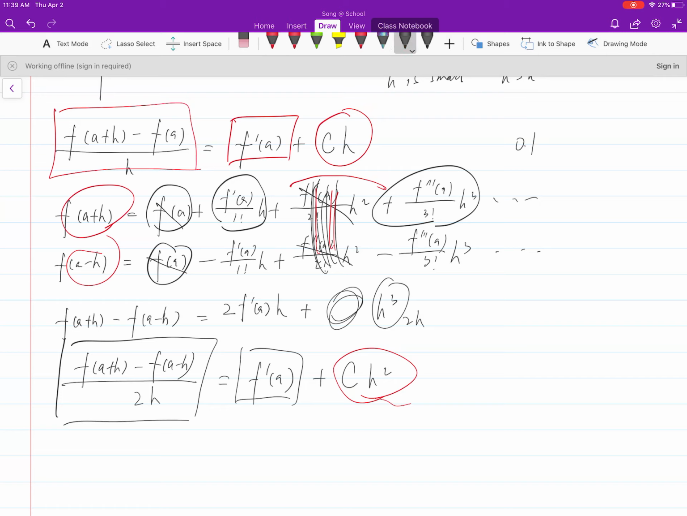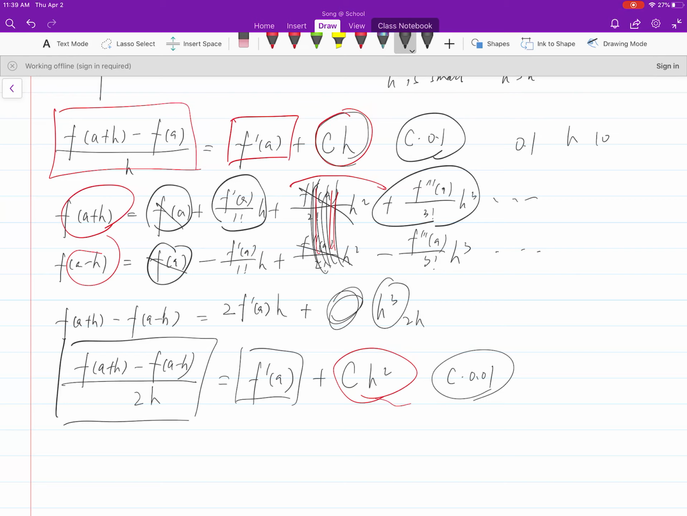That means if you take h to be 0.1, the error of this one will be a constant times 0.1, but the error of this one is going to be a constant times 0.01. Which one is bigger? This is the bigger error, because whenever you have a higher power for some small h, this one is way smaller. Good so far?